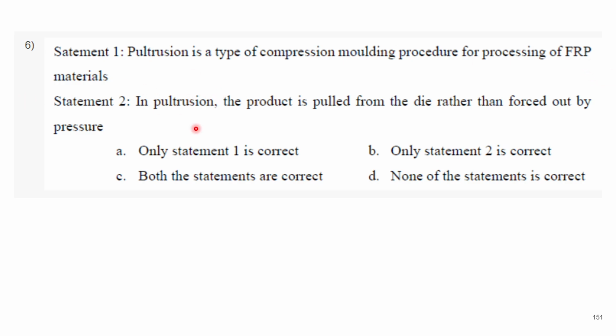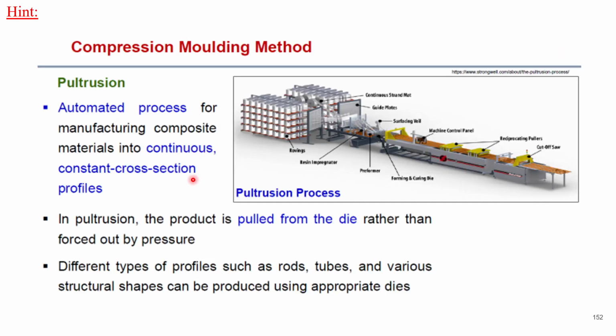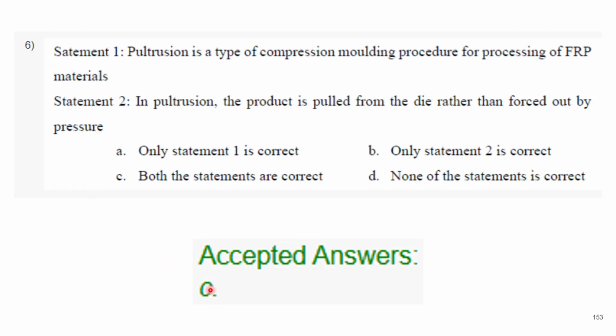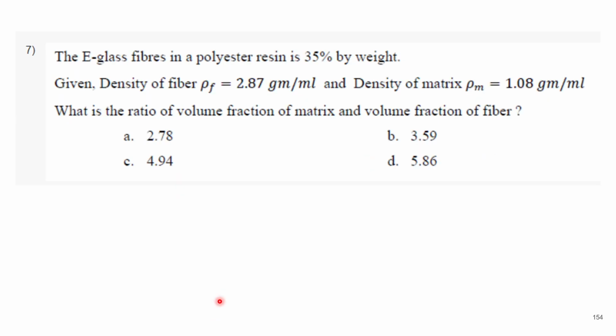So 1 is correct. And if you remember, the specialty is that the product is pulled, rather than forced out by pressure from the die. So 2 is also correct. So both are correct basically. As you can see here, it is an automated process, and it is a type of compression molding method, and the product is pulled from the die rather than forced out by pressure. So both the statements are correct, therefore C is the right option.